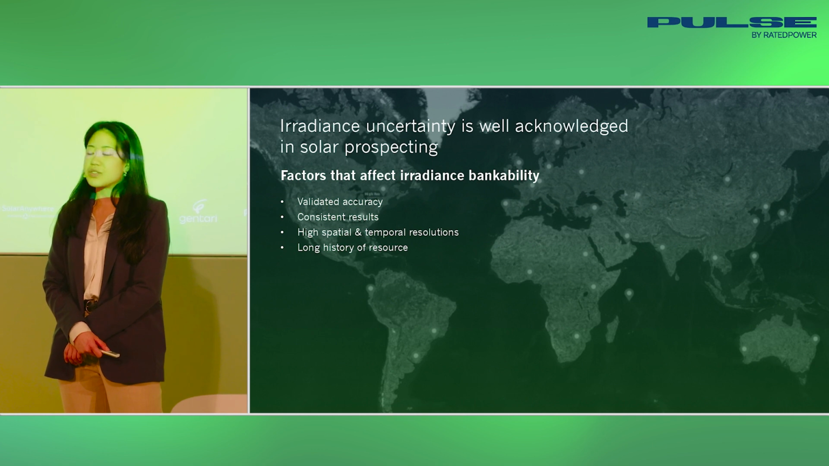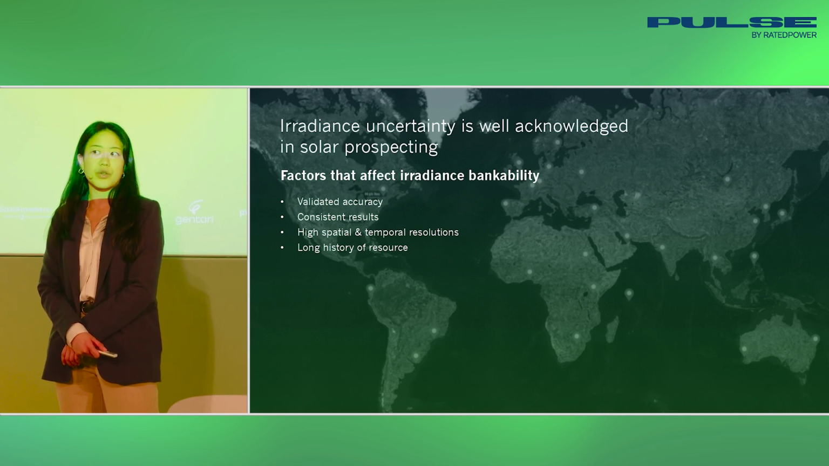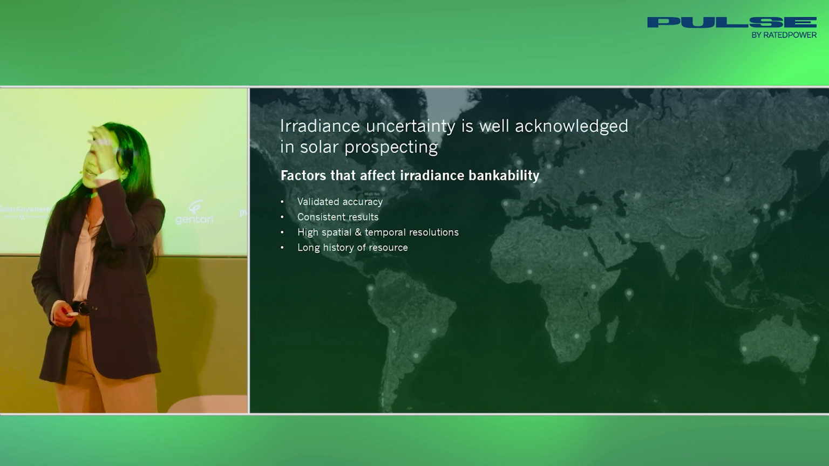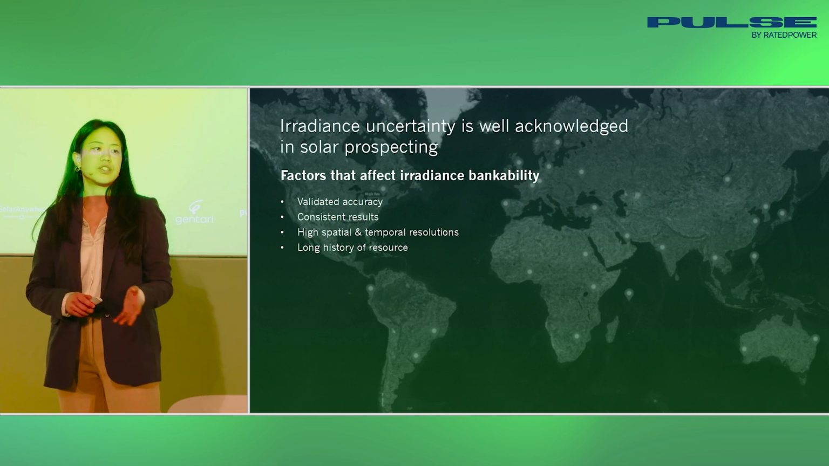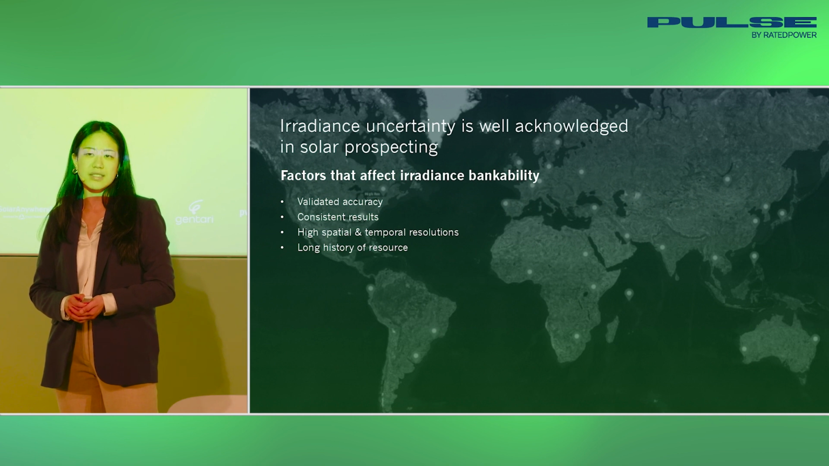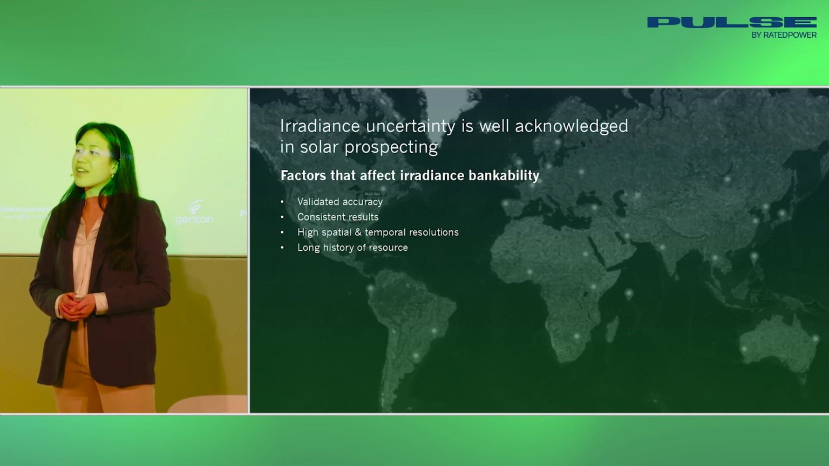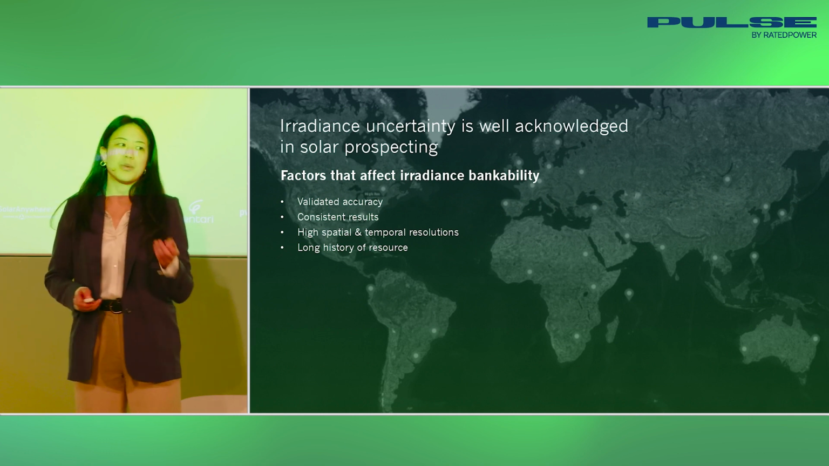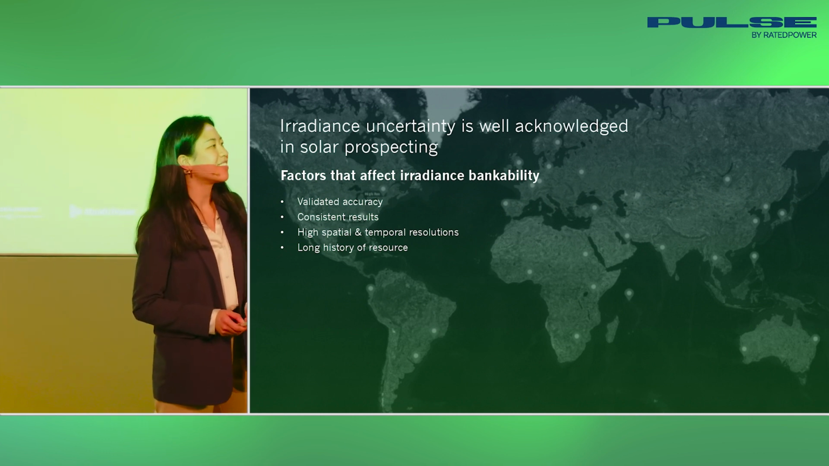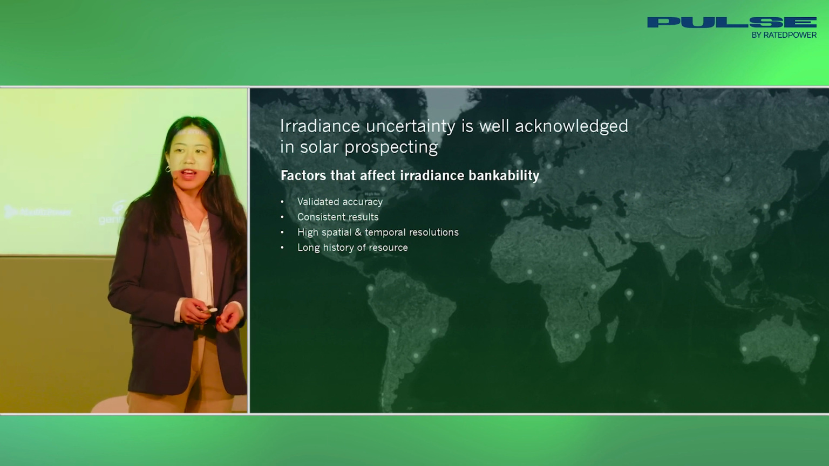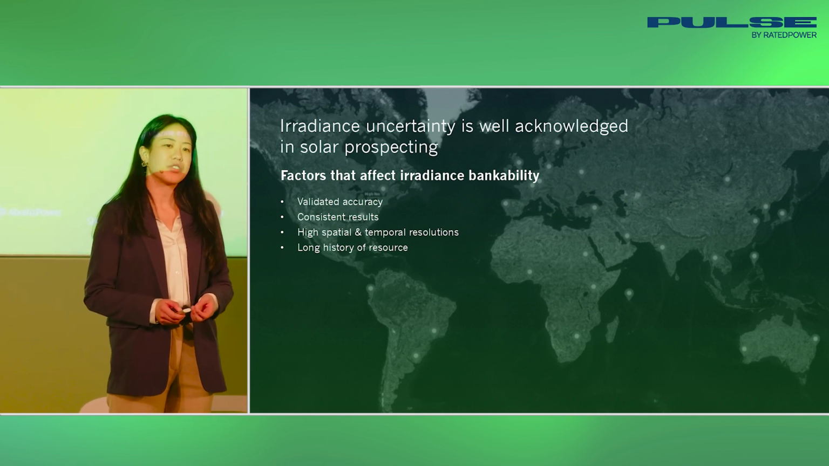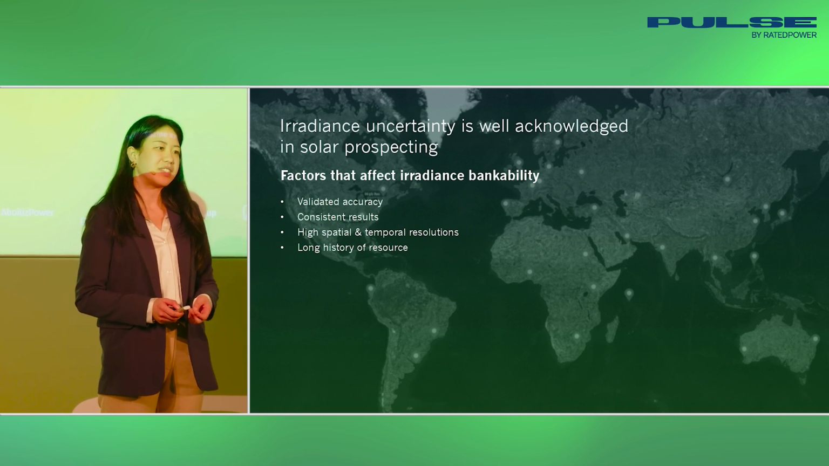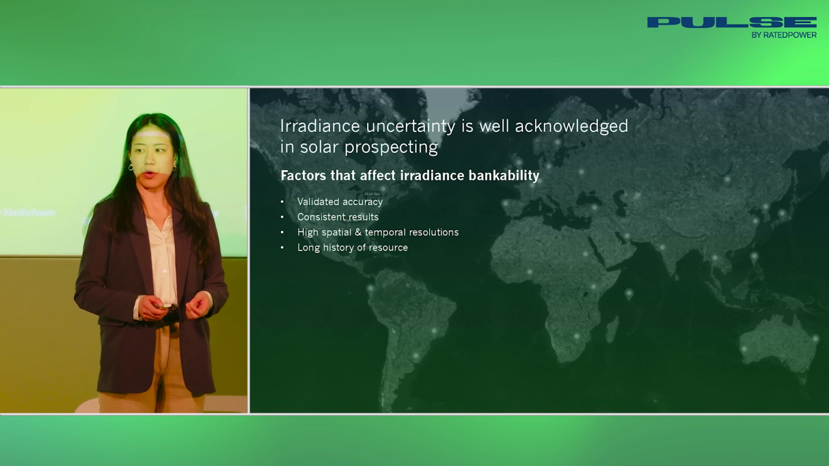So irradiance uncertainty is well acknowledged in solar prospecting. If you're a large-scale solar developer or you're in design or early stage projects, terms like TMY, time series, interannual variability, P50 estimates on solar installation annually are probably familiar terms that you've heard about before. And they're central to understanding what the return will be on your solar project.